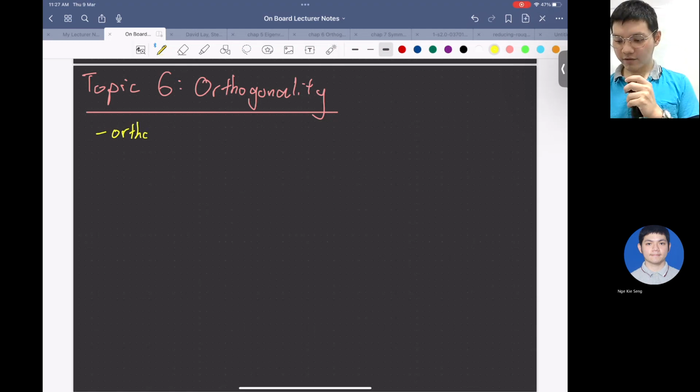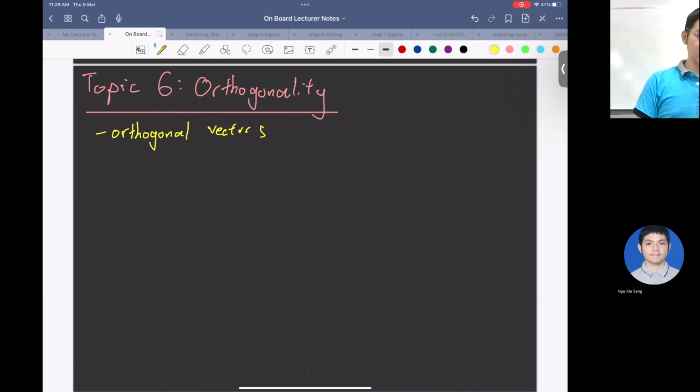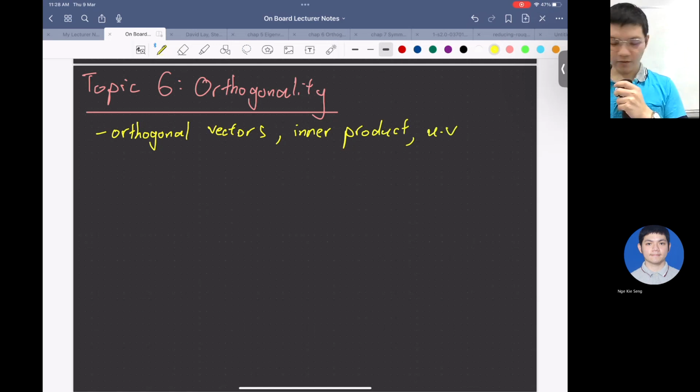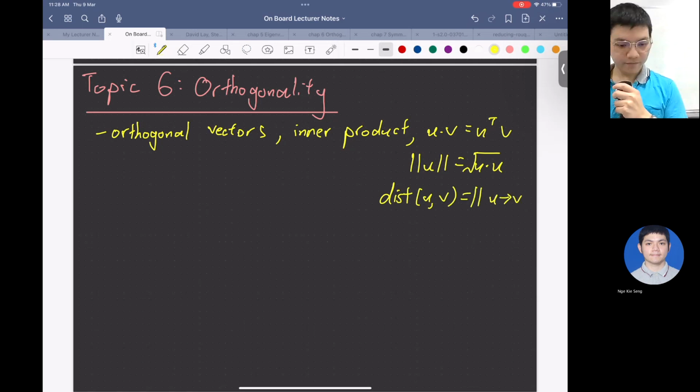What are orthogonal vectors? Okay, and we learn what? Where's chapter 6? Okay, we learn the inner product. U dot v equals u transpose v, and then we learn how to take length using the inner product. And then we learn how to take distance. You just compute the length of u minus v.